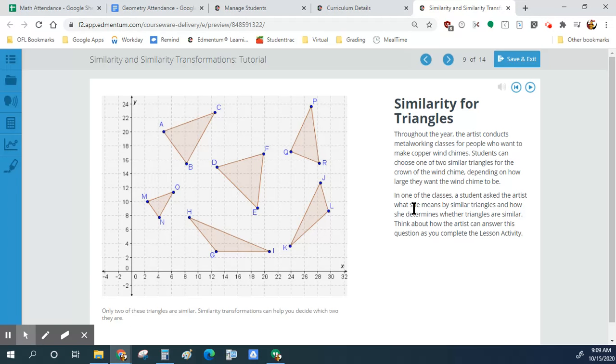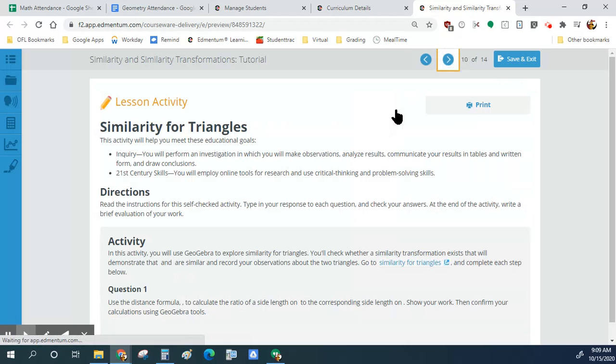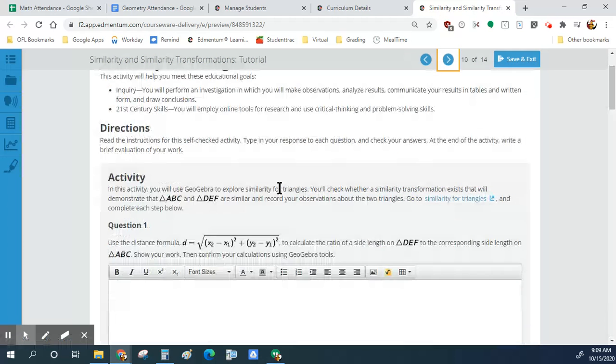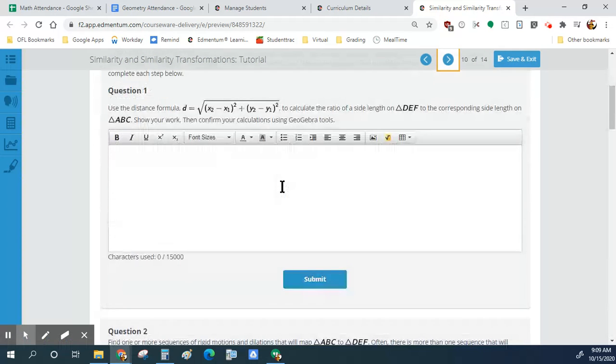So it's just this idea that everything keeps the same shape, it just gets smaller. So let's move on to slide 10. So now we're going to talk about similarity in triangles.